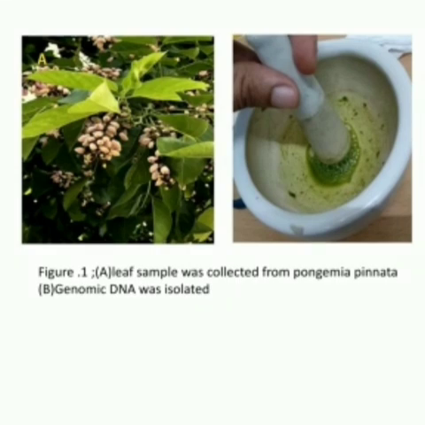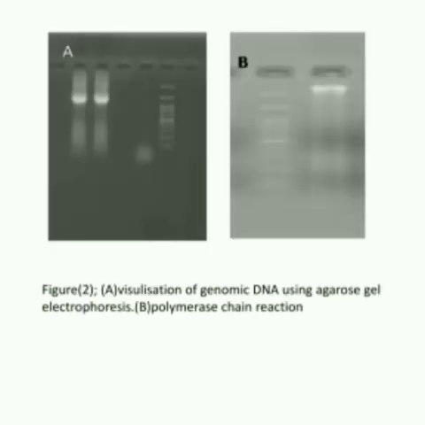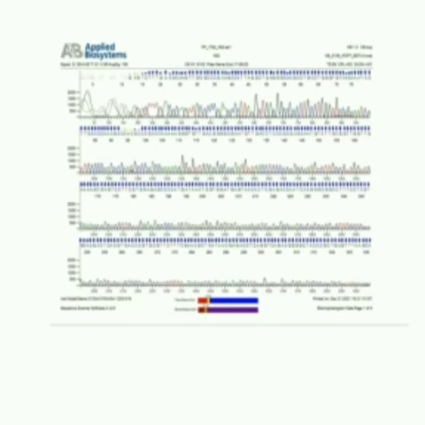We collected the Pongamia pinnata plant in Peenya Industrial Area, Bangalore, and we isolated the DNA from the Pongamia pinnata plant using the CTAB method. Then we did electrophoresis for the separation of DNA bands. Then we went through PCR targeting the ITS2 gene for Sanger sequencing.